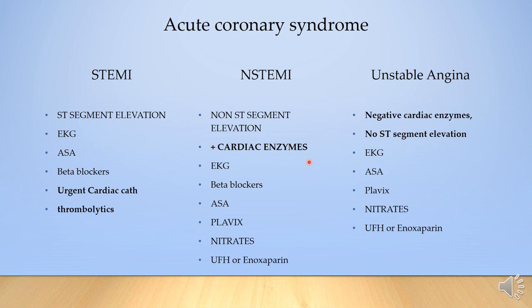That is the difference. What about unstable angina? Unstable angina, they have reduced blood flow to the heart, but they're not producing positive cardiac enzymes, and they have no ST segment elevation. Now, you want to be careful in these patients because patients with unstable angina can convert over to ST segment elevation or non-STEMI. So it's important to do serial cardiac enzymes. You also want to monitor these patients for worsening chest pain, unrelieved chest pain, things like that, because something is going on and we need to monitor them.